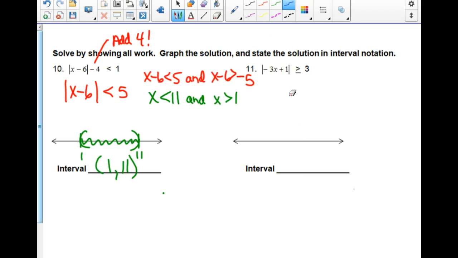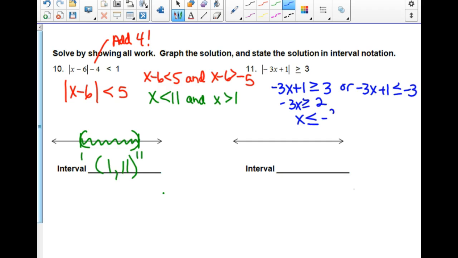The second one, number 11, the absolute value is already isolated, so drop the absolute value bars. Never change what's inside there. But this is a greater than, so it's an or. Negative 3 times x plus 1 is less than or equal. Flip the symbol and change the sign of the 3 to negative 3. We need to subtract 1 and then divide by negative 3. And if you divide by a negative, you flip the sign. So that's going to be x is less than or equal to negative 2/3.